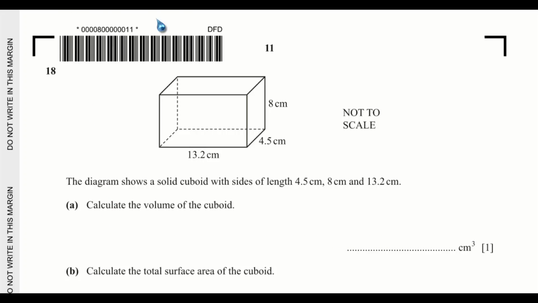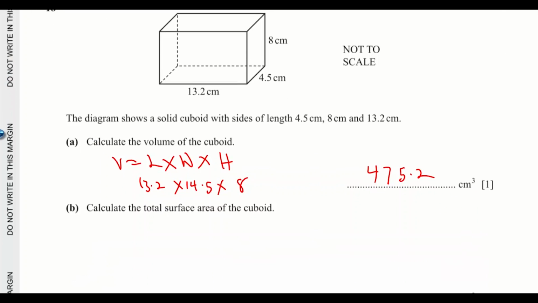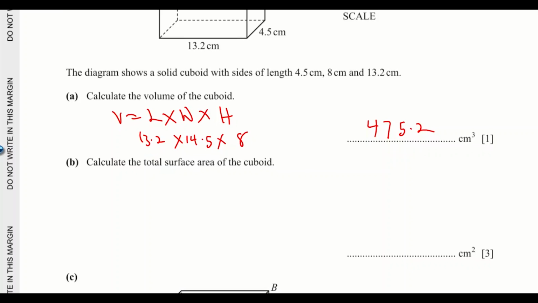So the volume equals the length times the width times the height. So that's going to be 13.2 multiplied by 4.5, then multiplied by 8. If you input this into a calculator, you should get 475.2.